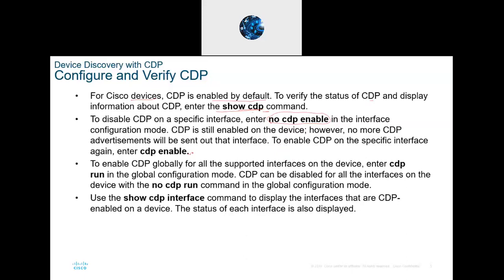I'm going to demonstrate all of this. Now, to enable CDP globally for all the supported interfaces on the device, enter the CDP run command in global configuration mode. CDP can be disabled for all the interfaces on the device with the no CDP run command in global configuration mode. You can also use the show CDP interface command to display the interfaces that are CDP enabled on a device. The status of each interface is also displayed.